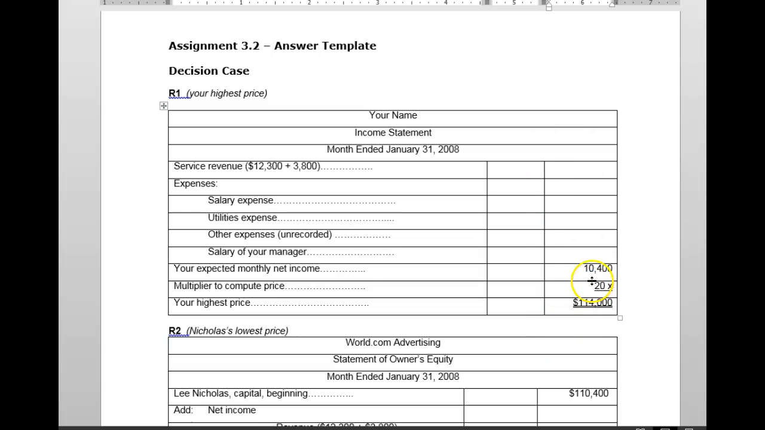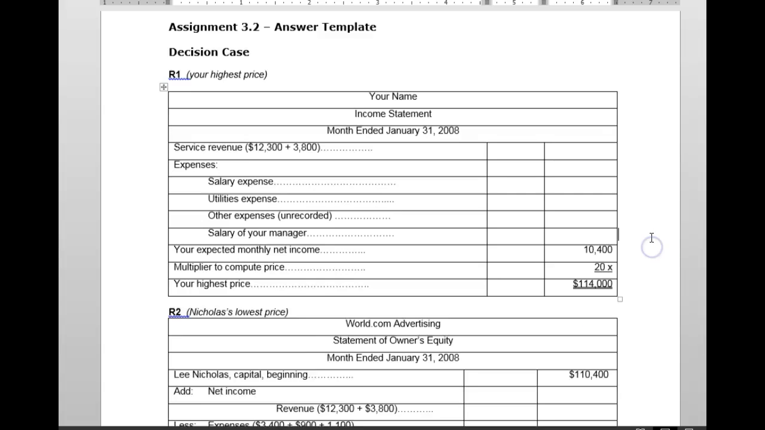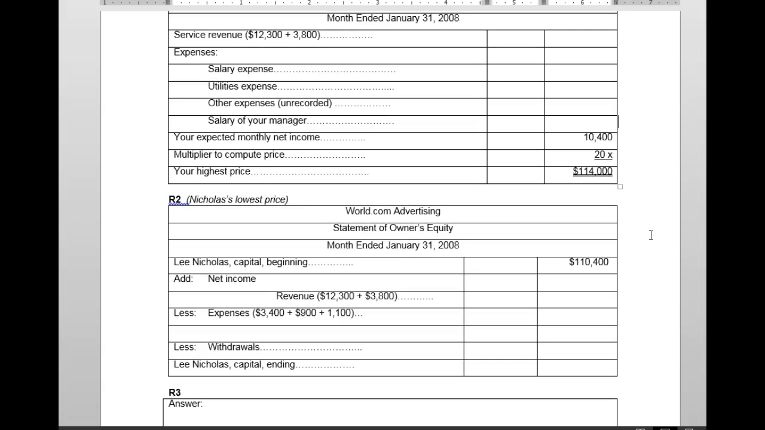Now, if you multiply that times 20, this is what you're willing to pay for it. Now, this amount you're going to fill in and make it match this amount. Then we're looking at the lowest price, Nicholas. Let's see. Nicholas states that the least he will take for his business is an amount equal to the business stockholders' equity balance on January 31st. Compute this amount. Okay. Well, we're going to kind of play with numbers somewhat.